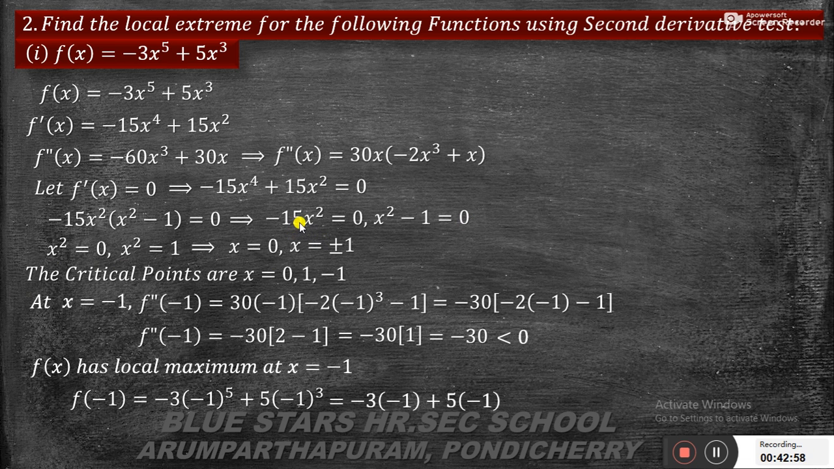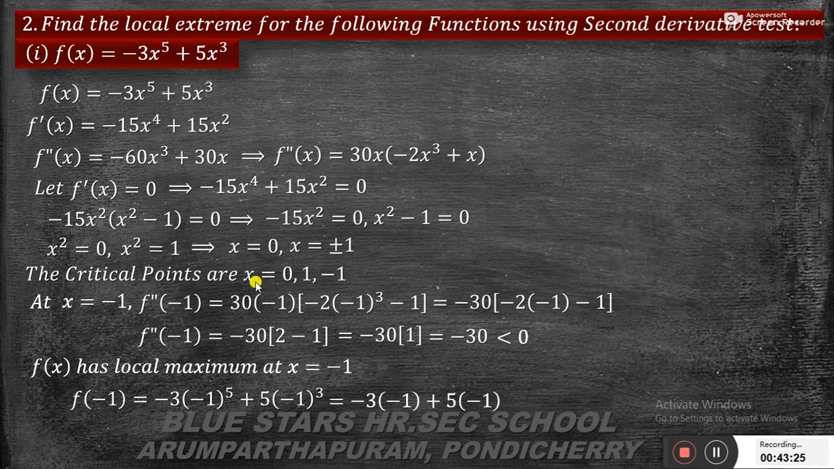Any numbers not equal to 0. So only the variables come to 0. So I take x square equal to 0. X square equal to 0 means x equal to 0. And the next factor is x square minus 1, so x square equal to 1. X square equal to 1 means x equal to plus or minus 1. Therefore the critical points are x equal to 0, 1, minus 1. These are the critical points.